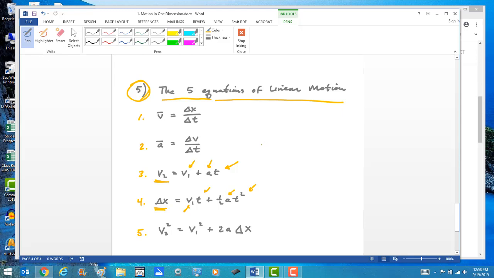I would highly recommend that you write these down on a post-it note, or just write them on the inside cover of your book, or find where your book covers them and dog-ear that page, because we're going to use them over and over again.